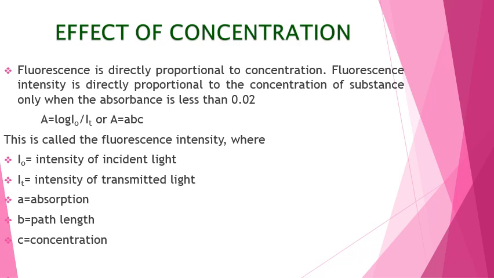The concentration also affects the fluorescence. The fluorescence intensity is directly proportional to the concentration of the fluorescent substance only when the absorbance is less than 0.2. And you can calculate the concentration using this formula: A equals abc, or A equals log I naught divided by It, where I naught is the intensity of incident light, It is the intensity of transmitted light, A is absorbance, b is path length, and c is concentration.